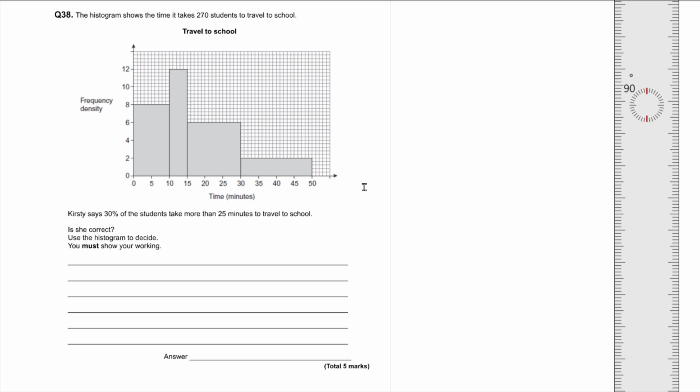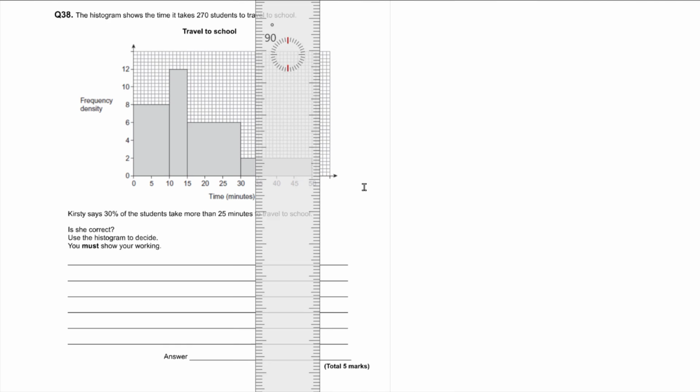Kirsty says 30% of the students take more than 25 minutes to travel to school. Is she correct? Use your histogram to decide. You must show your working. Right, so 30% of the students take more than 25 minutes to travel to school. So we're going to test that. We're going to find out how many people we think take more than 25 minutes to travel to school and compare it with Kirsty's 30%.